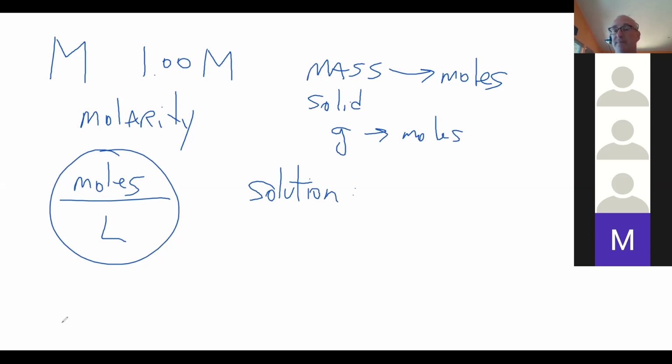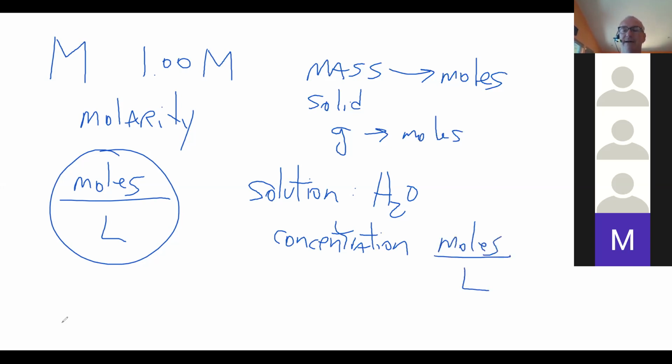It's much harder to measure the mass of, well, you can measure the mass of a solution, but it also has water in it. It may have a whole bunch of other stuff in it. You don't know how much of the thing you want to measure is in there as part of the mass of that solution. So instead of measuring grams and converting it into moles, we measure the concentration. And so the concentration is in moles per liter.